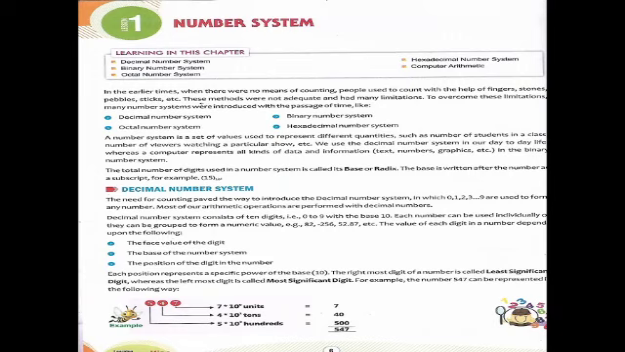Now adding these numbers: 7, 40 and 500 means 547.